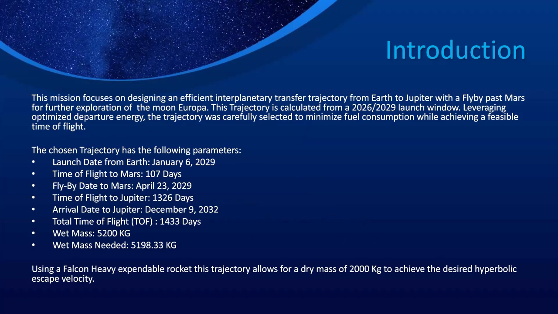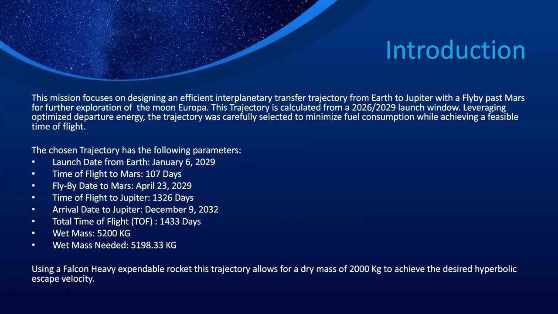Our introduction. So this mission focuses on designing an efficient interplanetary transfer from the Earth to Jupiter with the primary objective of observing Jupiter's moon Europa. Our chosen trajectory has the following parameters.